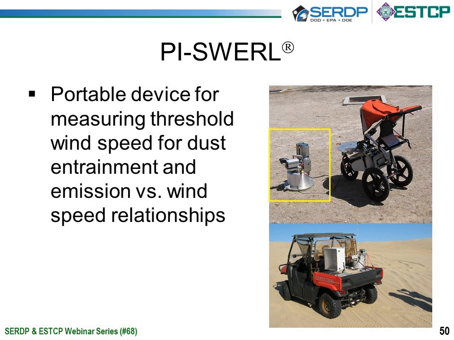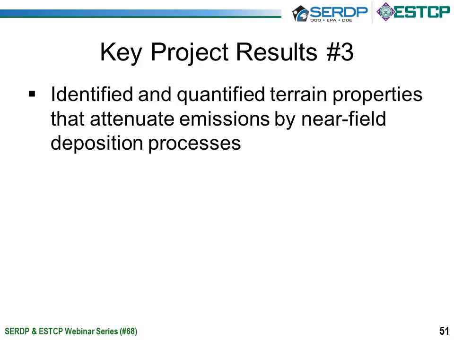Slide number 51, key project result number 3, is that as part of our measurement program during our project, we were looking at whether you can identify and quantify the terrain properties that can attenuate the dust emission process as the dust plume is generated at the source and then interacts with the landscape as it moves downwind, and specifically how it interacts with different amounts and types of vegetation.